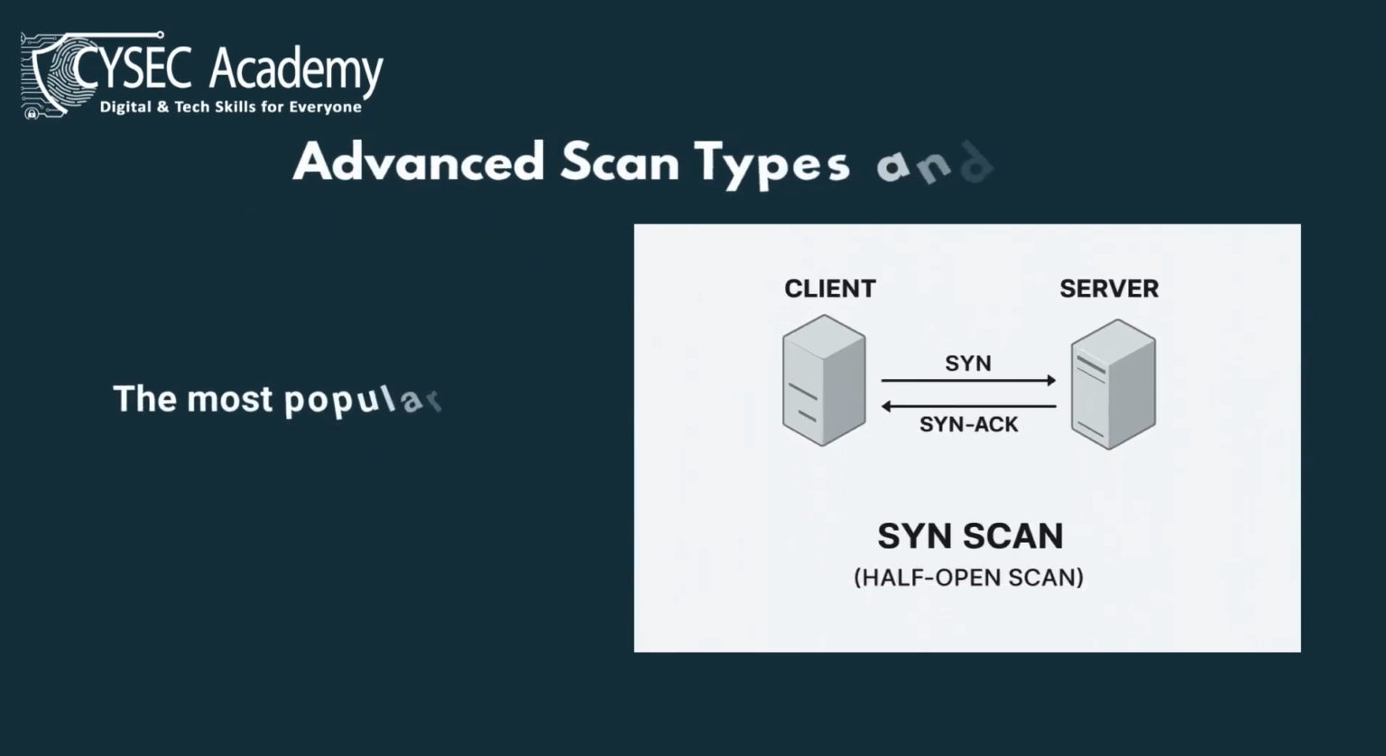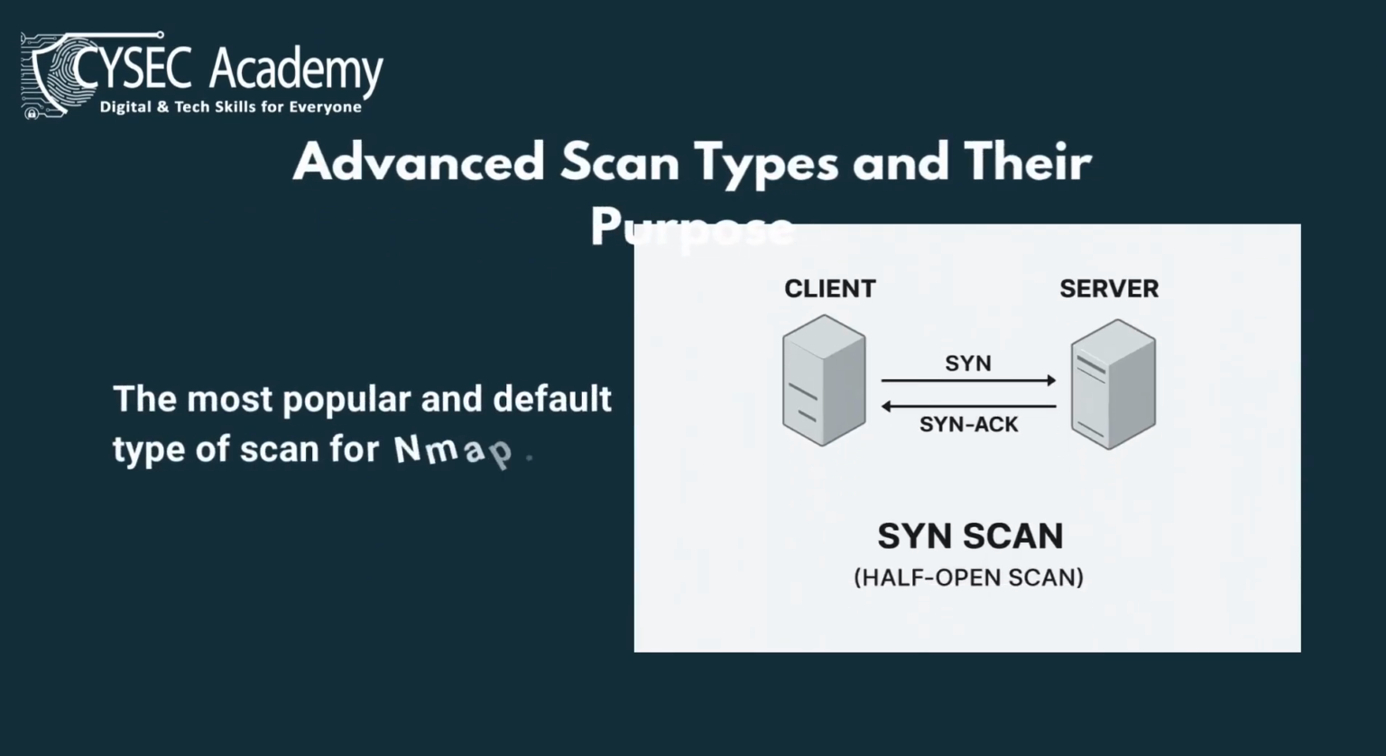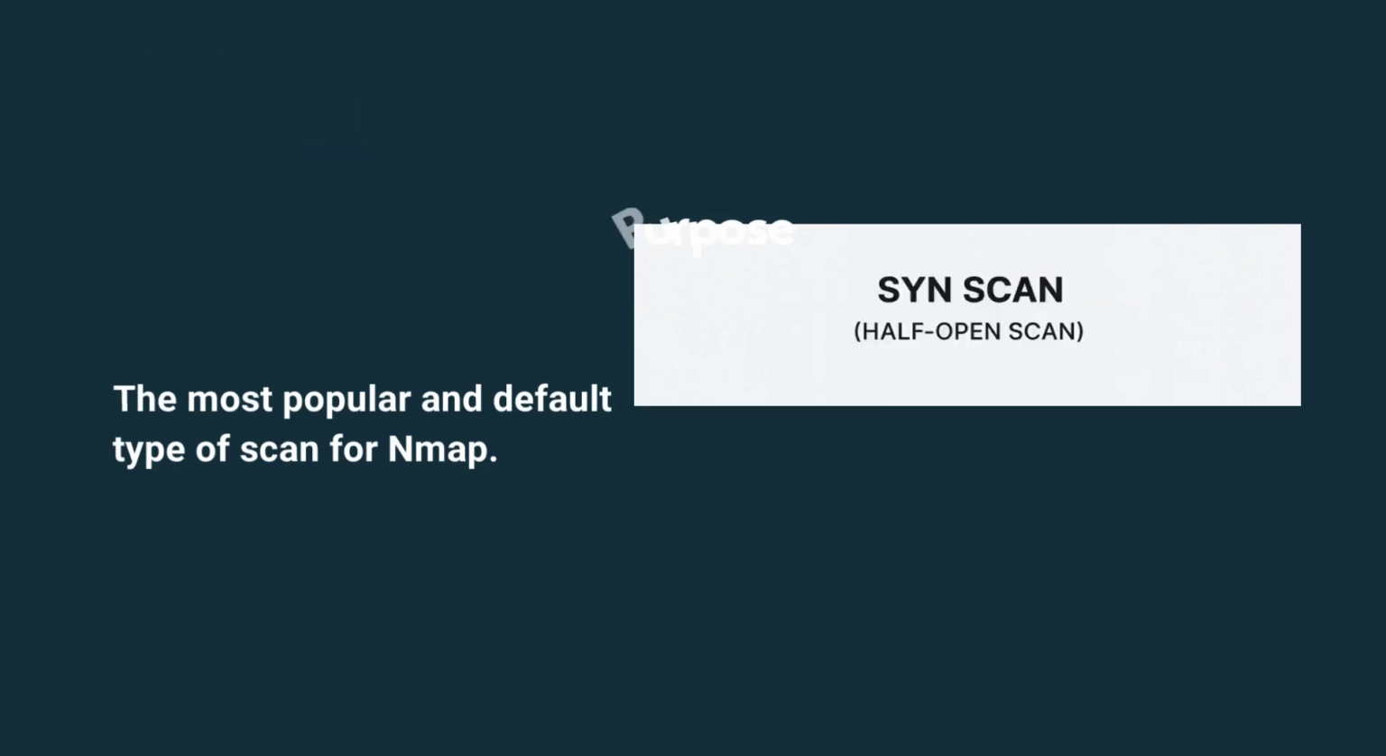2. SYN Scan, Half-Open Scan. The most popular and default type of scan for Nmap. It's considered stealthy because it only sends the SYN packet and receives the SYN-ACK response, but does not send the final ACK packet to complete the handshake. This leaves the connection half open, making it less likely to be logged by the application or a firewall.